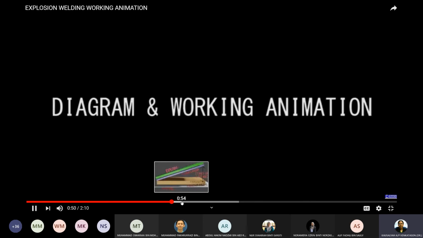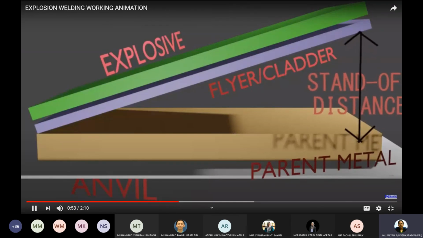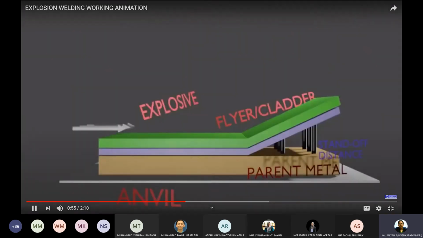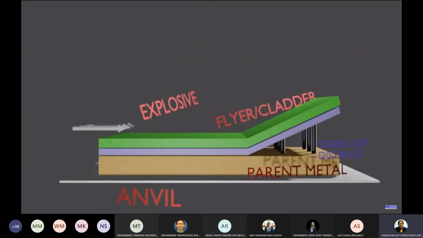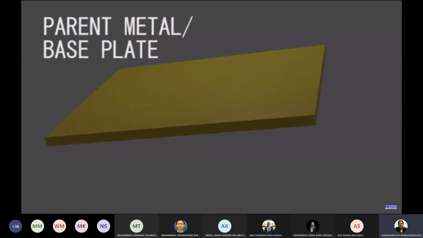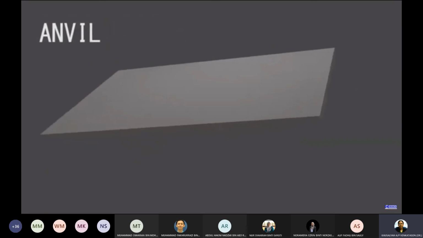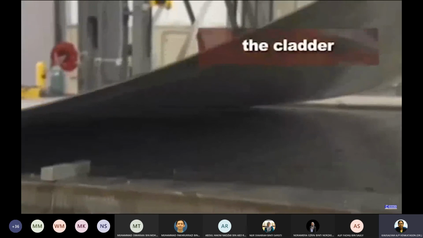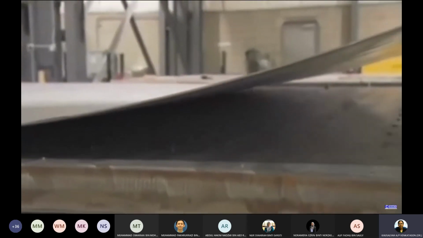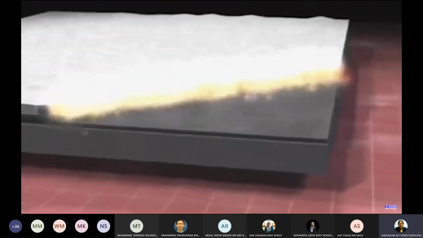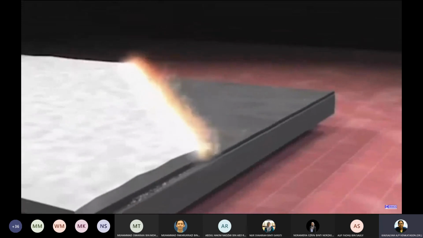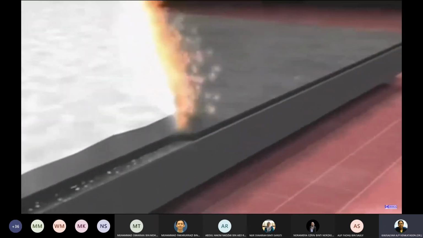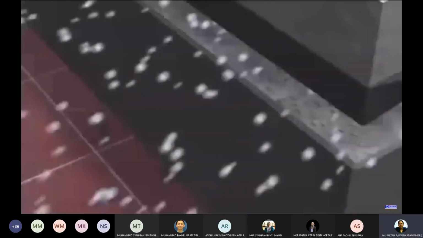Diagram and working animation. This is a schematic arrangement for explosive welding. The main components in this welding process are: first, the parent metal or base plate. We put it on the anvil. Above it, we put a flyer plate with some gap, which is called standoff distance. It is placed using guide pins to keep a uniform gap between the flyer plate and parent metal. And right above it, we put some explosive uniformly. It is utterly important to decide and calculate the quantity of explosives and velocity of explosion.